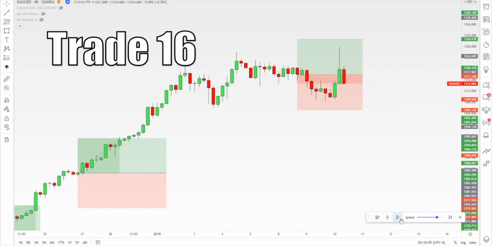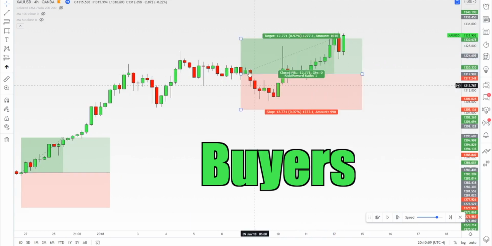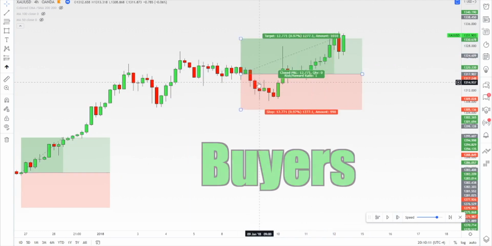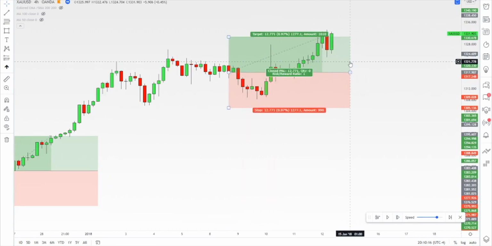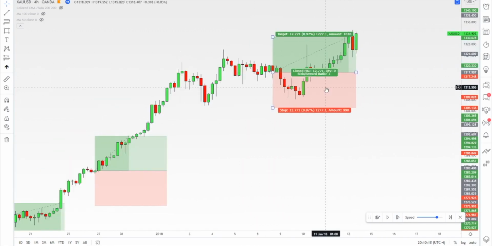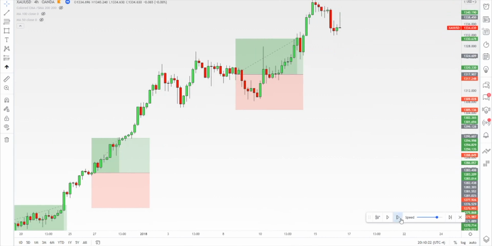And it does look like the winner is the buyers. So we did give the buyers a little bit of a struggle here, but we ultimately did decide to push higher there. So nicely done for the people who bought this market. Looks like we got a pretty strong runaway train here.